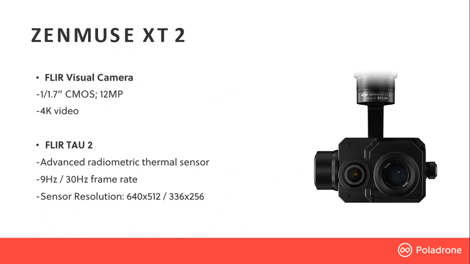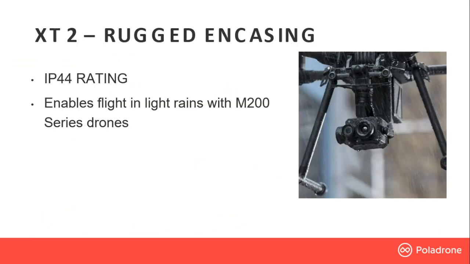So 9 Hz or 30 Hz matters when you're flying the drone and capturing video or pictures: with the higher frequency, you won't have a delay effect. Then you also have an option to choose the sensor resolution between 640 and 336. This is the common spec for the Zenmuse XT2. It also has an IP44 rating, which means it can attach to the Matrice 200 series and enable flights in light rain.